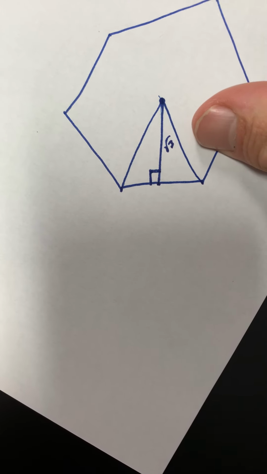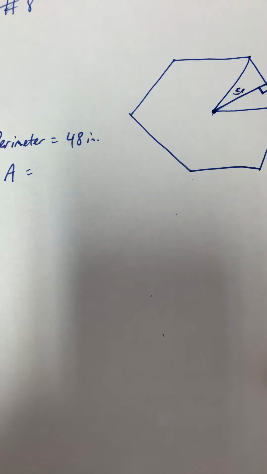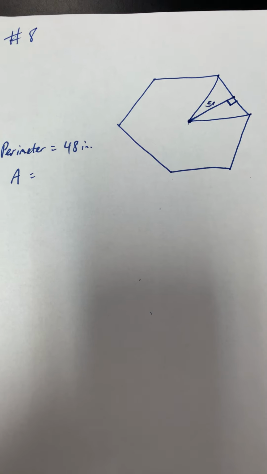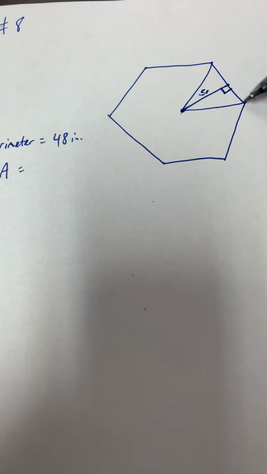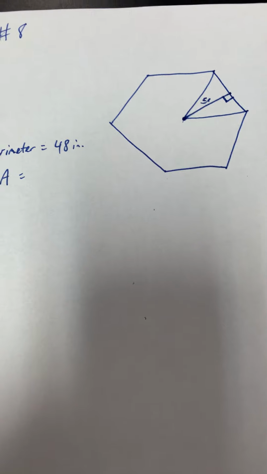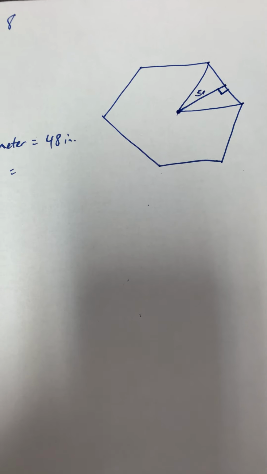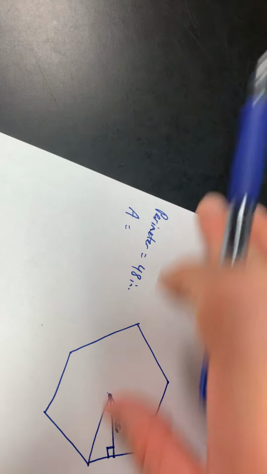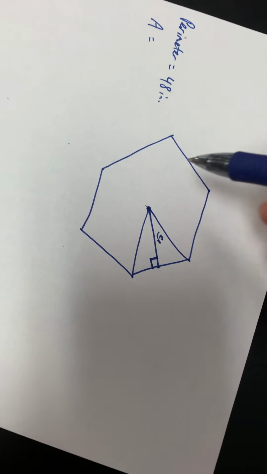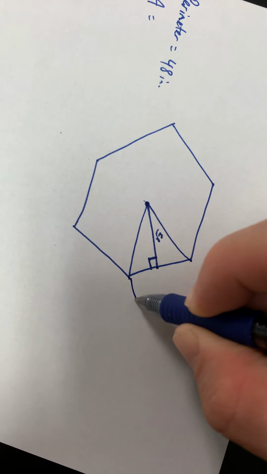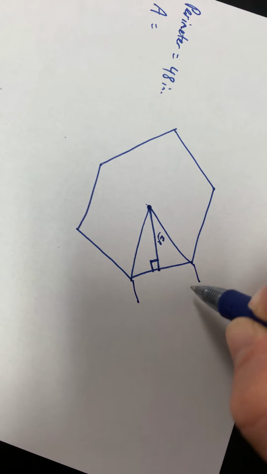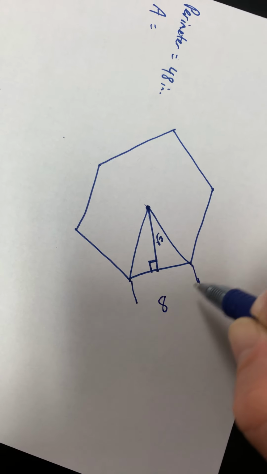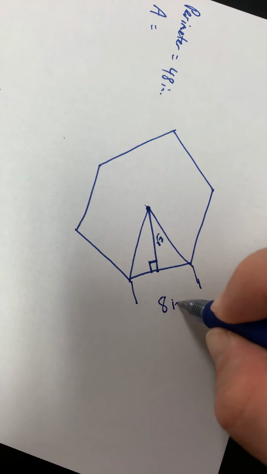Okay? So let's look at this. This one gives us a perimeter of 48 inches. So we know that the measurement all the way around is 48 inches. Well, in a regular hexagon, each side is equal. So just take 48 divided by 6, and you'll figure out that this entire side right here, just like the other sides, is 8 inches.